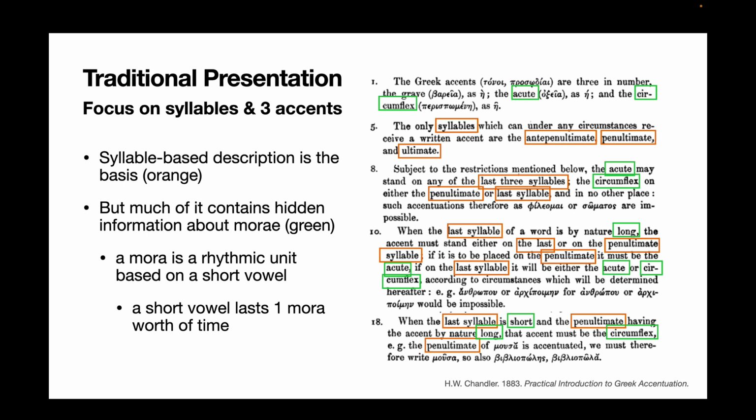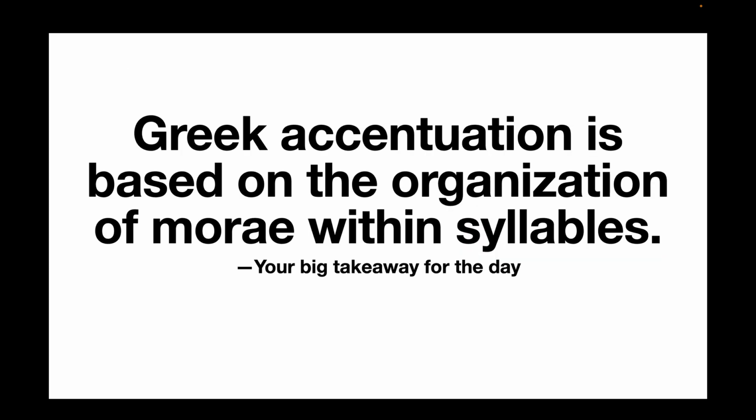But it's actually containing hidden information about another aspect of Greek phonology, and that is the morae. Morae are rhythmic units of time based on a short vowel, in which a short vowel lasts one mora worth of time in a language. And so if you look, there is information about syllables straightforwardly, and then there's information about morae, kinds of accents, and whether a syllable is long or short. That's actually moraic information, but it's not presented to you as such.